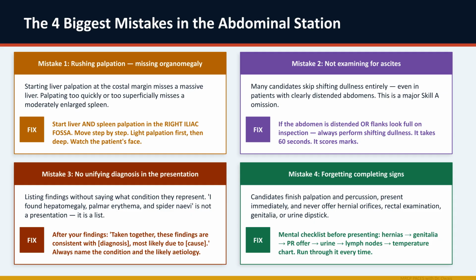Start in the right iliac fossa for the spleen too, working diagonally toward the left hypochondrium. Palpate systematically in all 9 regions. Watch the patient's face, not your hands. Use light palpation first, then deep.